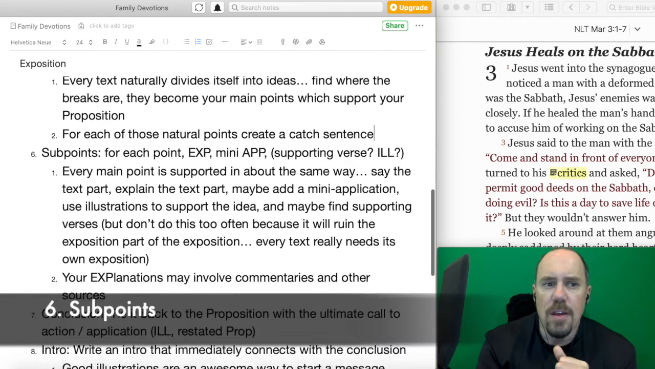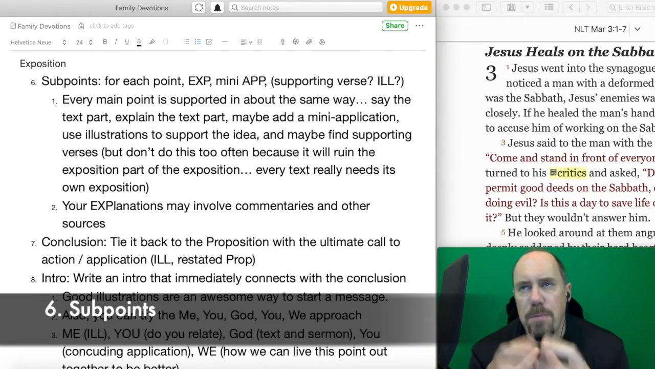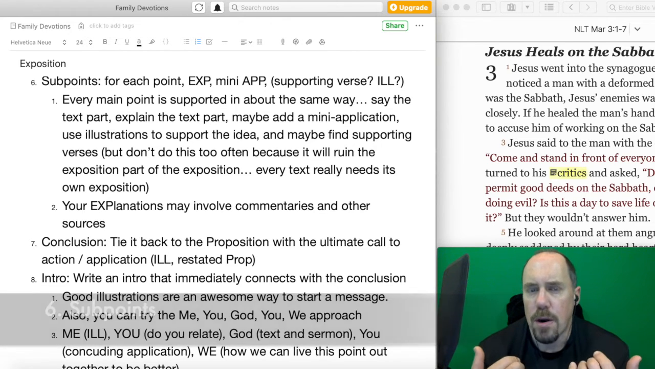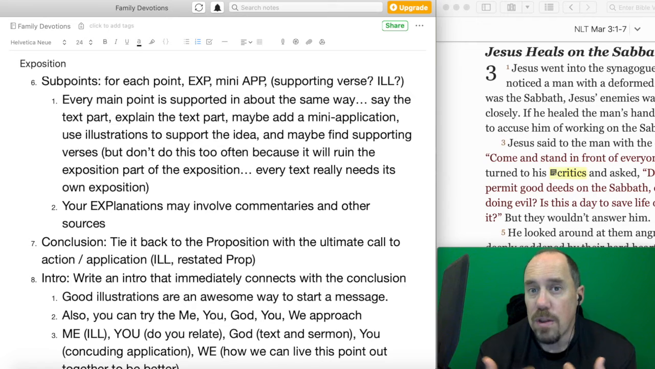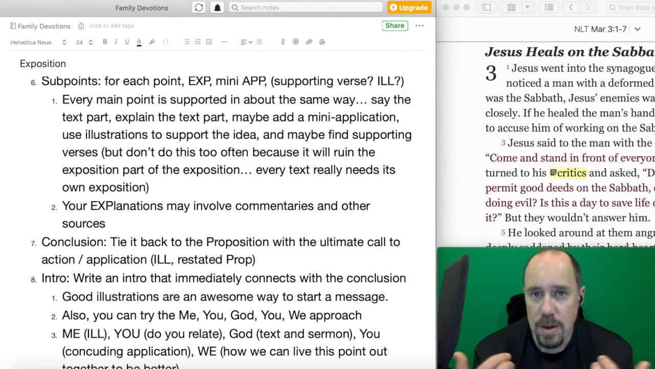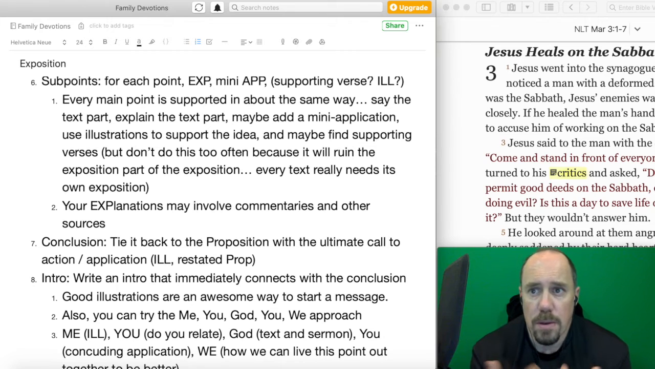Then sub-points. After you've got your 3 points where the text naturally breaks apart, this is where you start really writing content. It's no longer about how to administrate the text, or what the geography of your sermon is going to look like. Now it's about where's the content, where's the meat, where's the beef. So here's how you get that.